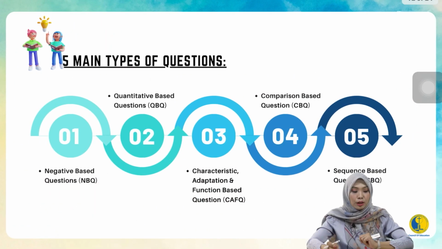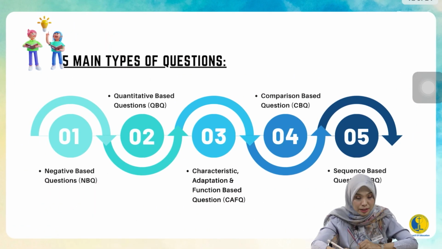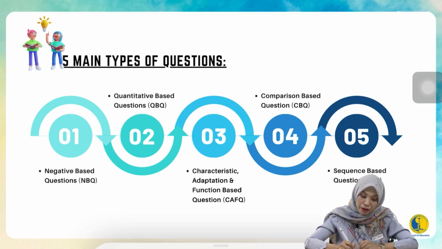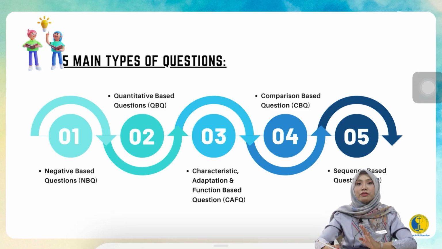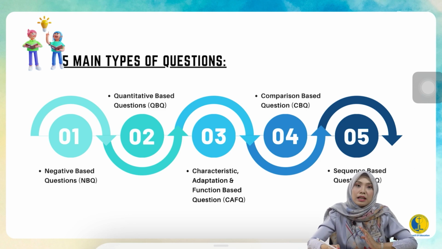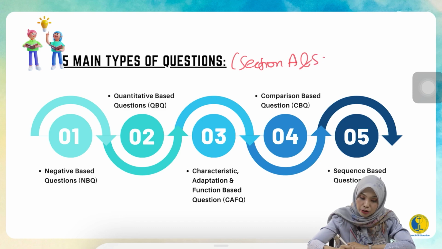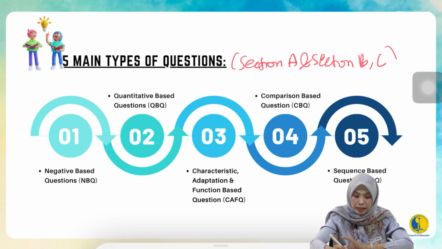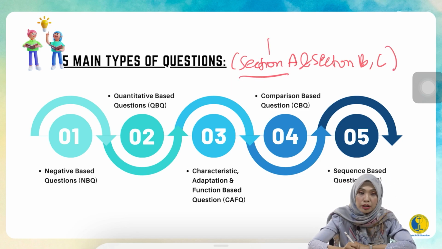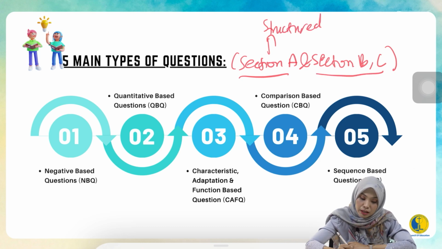After doing some analysis, we managed to find out that there are 5 main types of questions asked in paper 2. This is inclusive of section A and sections B and C. Why do I put section A and sections B, C? Because section A is for structured questions, and sections B and C are for essay questions.